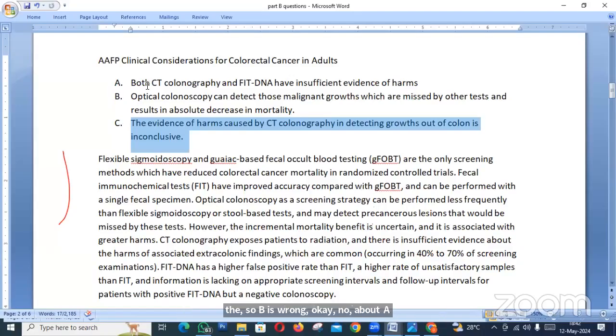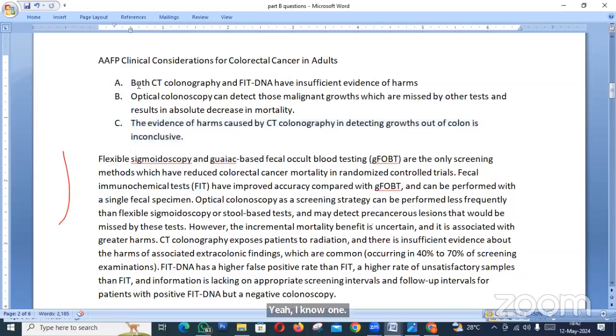FIT has information: negative colonoscopy, insufficient evidence of harms.